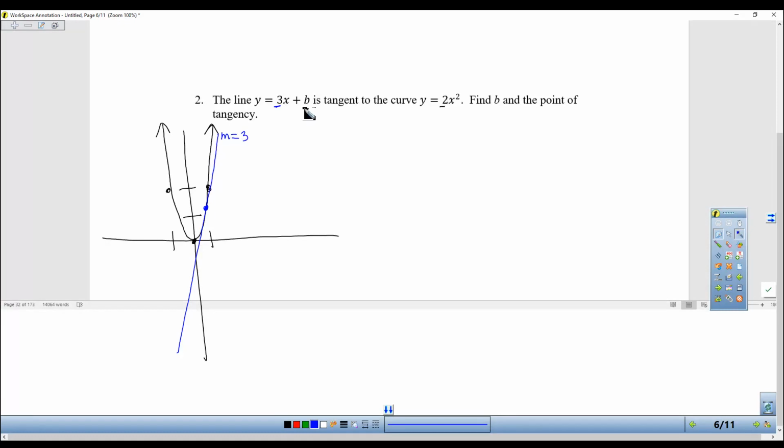So what am I expecting b to be? A negative number for sure. I want to know the point of tangency, which is definitely going to be in quadrant 1. If the point of tangency is not 2 positives, you should be worried. It's got to be in quadrant 1. First of all, the curve has no quadrant 3 or 4 points, but it's also not going to be on this side because that would give you a negative slope. But we want the line y is equal to 3x plus b to be tangent.